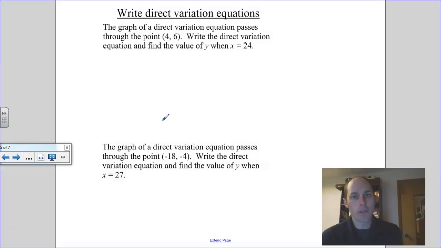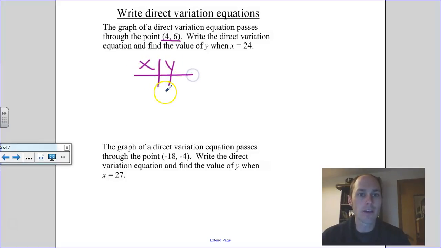Now let's say we want to write a direct variation equation where we're only given that the graph passes through the point (4, 6). And we want to find the value of y when x is 24. So we know one of the points is (4, 6), and we want to know when x is 24, what's y?